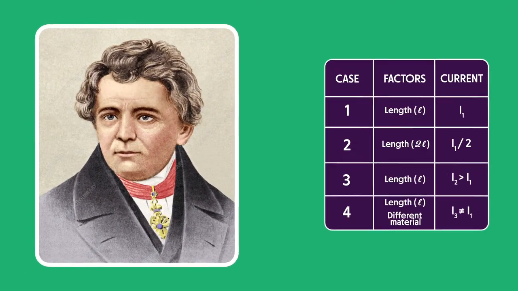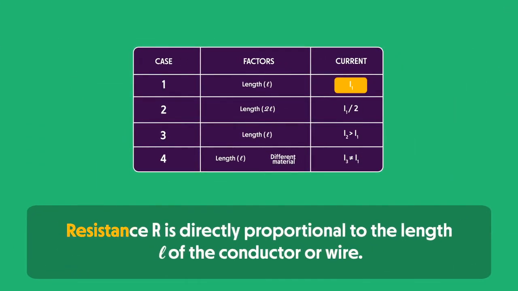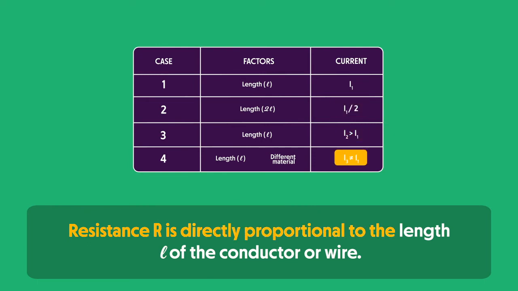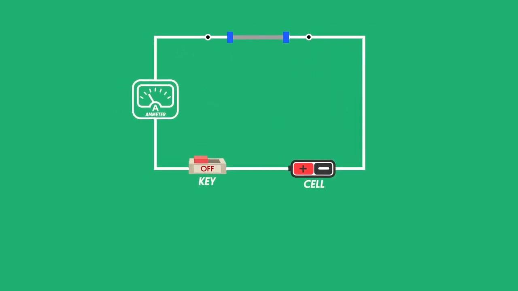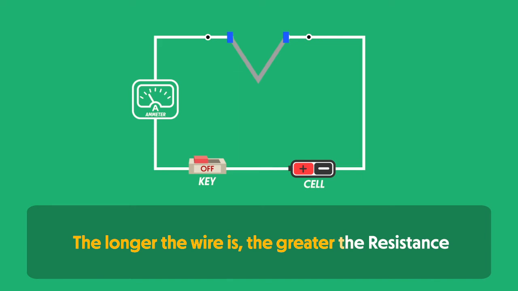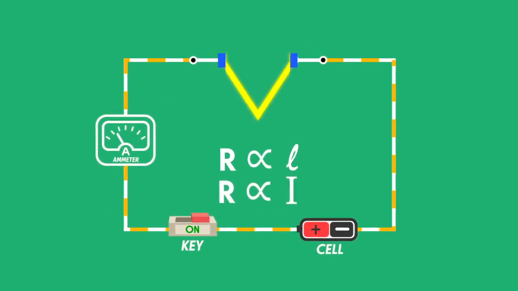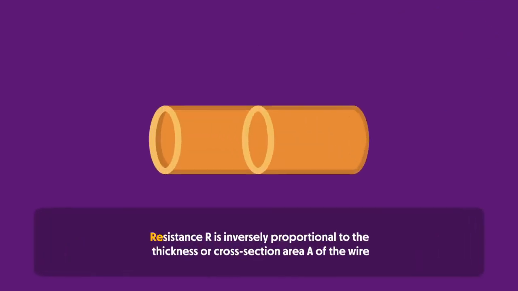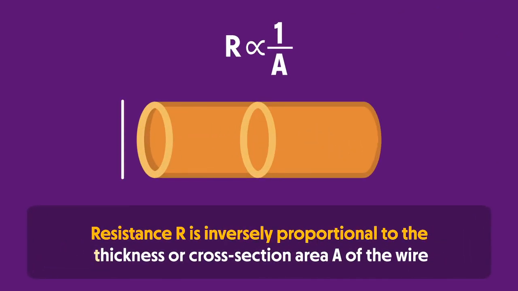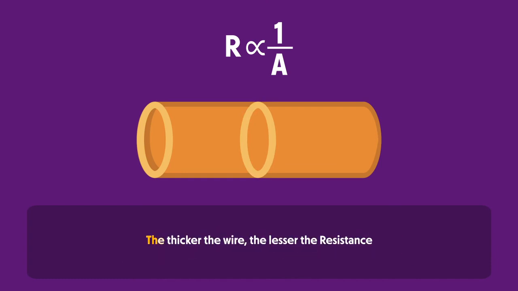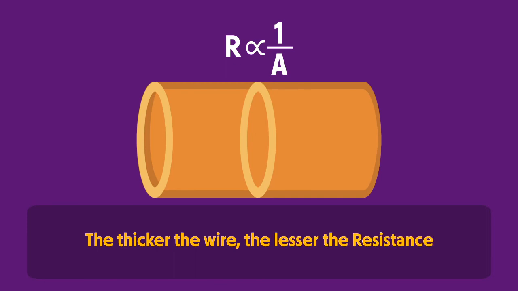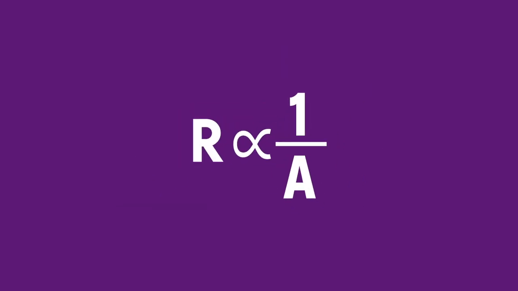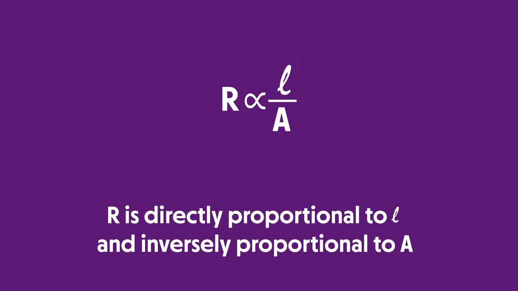Now let us see the relationship between all these factors. When we apply Ohm's law to our observations from the activity, we see that the resistance R is directly proportional to the length L of the conductor or wire. In other words, we can say that the longer the wire is, the greater the resistance, or R is directly proportional to L. In addition, resistance R is inversely proportional to the thickness or cross-section area A of the wire. In other words, the thicker the wire, the lesser the resistance is, or R is inversely proportional to area.